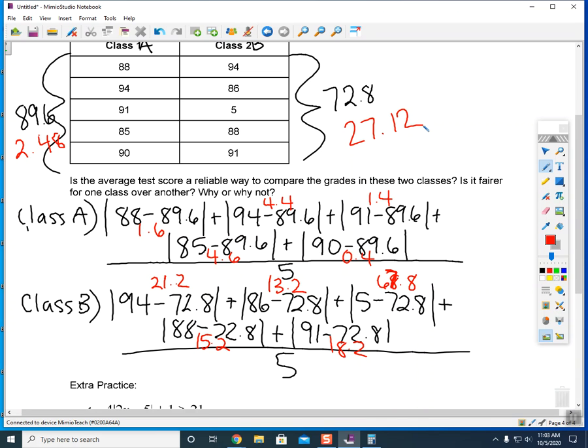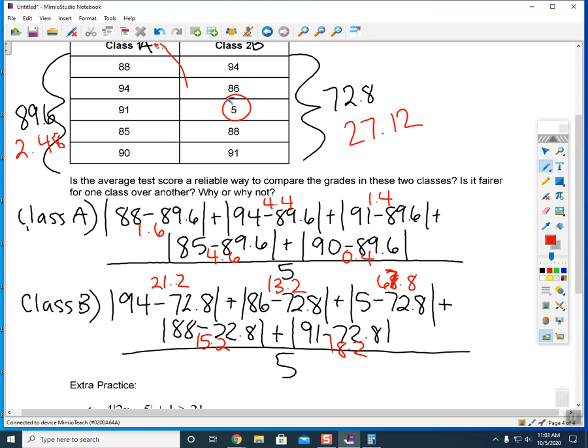There's just this one person right here, not the 88. There's just one person on this list that didn't do so hot, and it's this guy, right? The 5. The 5 completely throws off our data. So the average in this case is not a very good indicator of how well they did on their tests, right? Because a majority of them did way better than 73%.